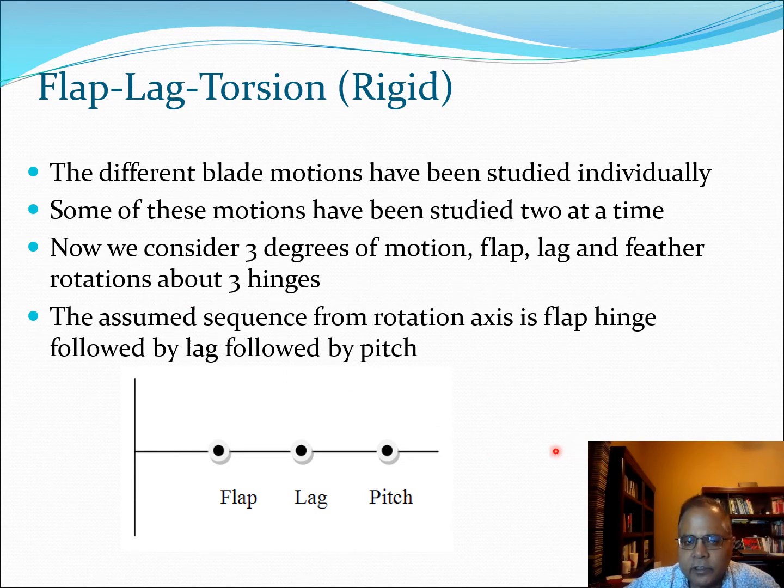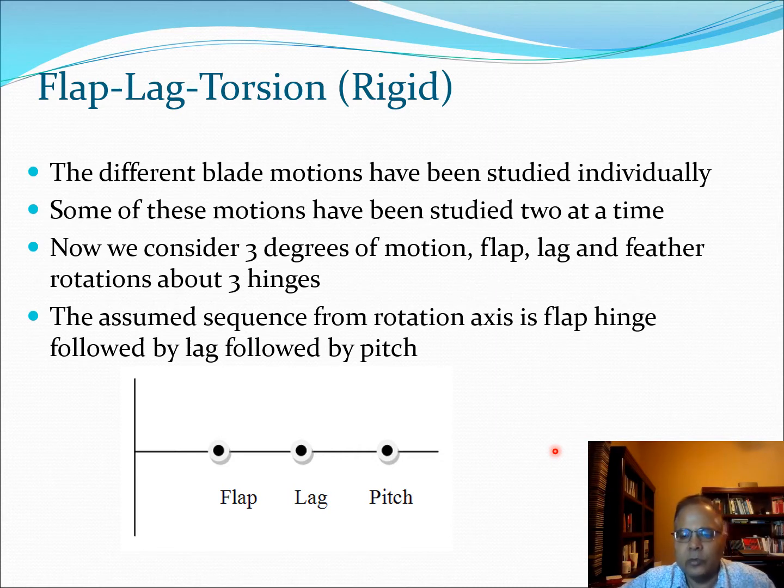Now we have studied the different blade motions one by one. We have studied flap, lag and pitch. Now after some time we also studied two of these together. So we studied flap lag, we studied pitch flap. Now we are going to study 3 degrees of motion, flap, lag and feather or pitch, and these typically would take place around 3 hinges.